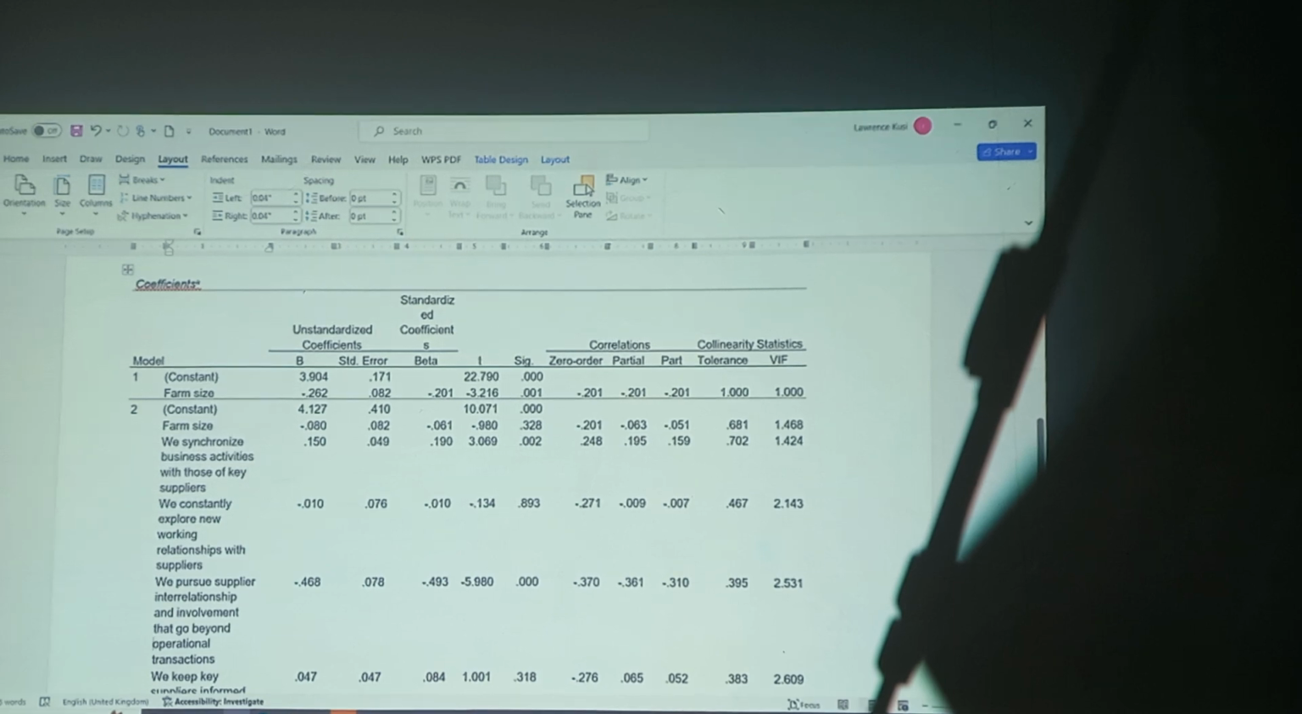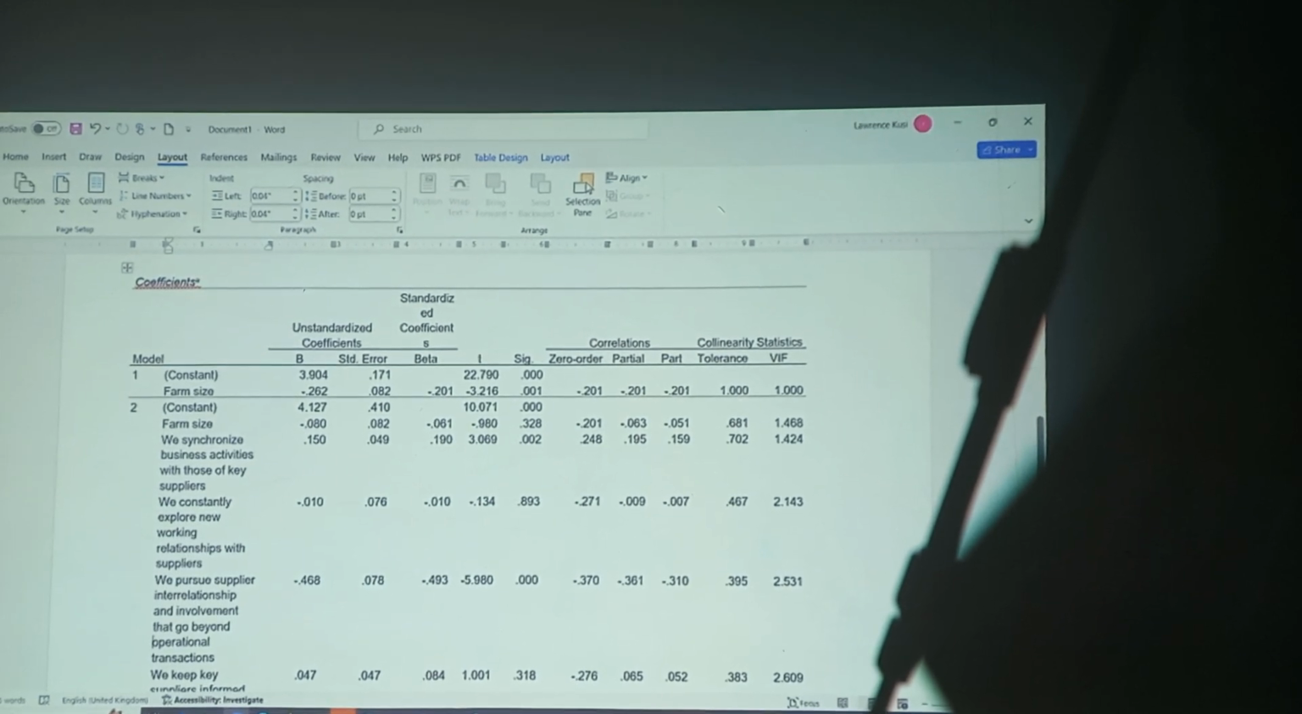As usual, we have two types of things to consider. We consider the standardized beta coefficient for purposes of comparison. Then we also consider the unstandardized beta coefficients to estimate the regression function.